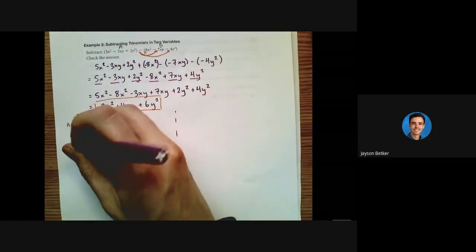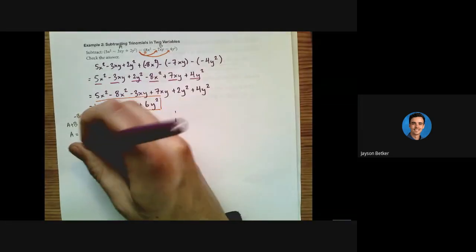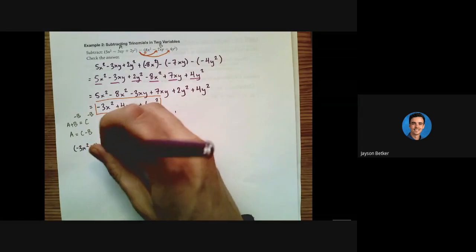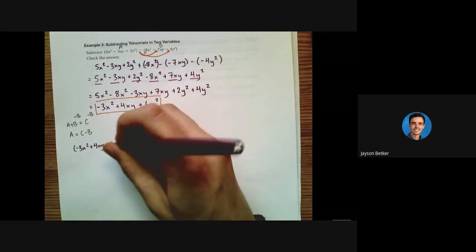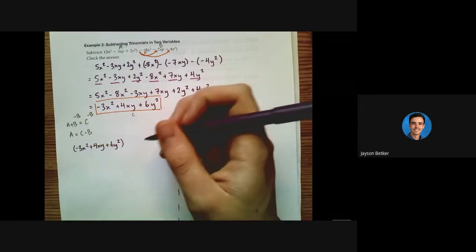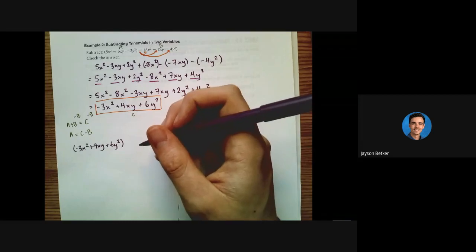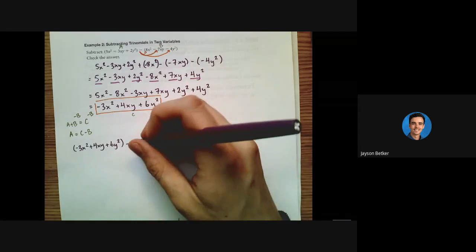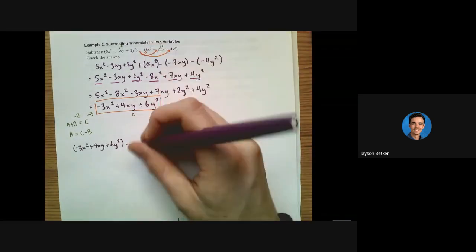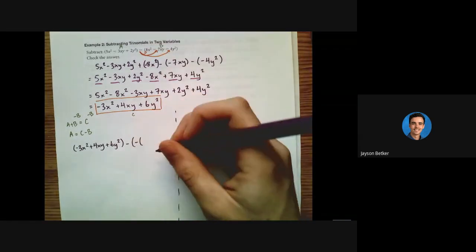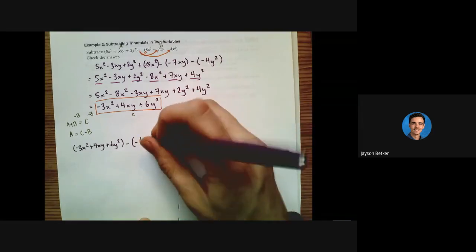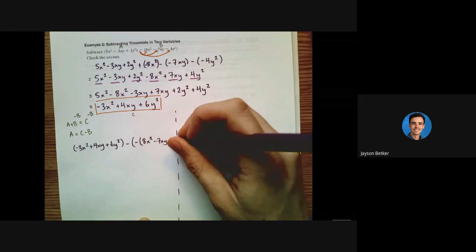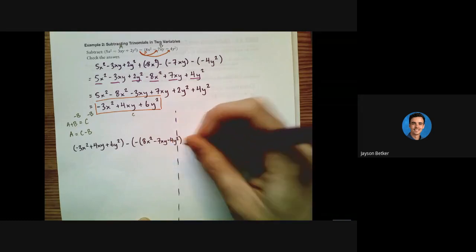We'll have negative, so this is our C, so negative 3x squared plus 4xy plus 6y squared. And then we'll go minus, and then we're subtracting it, but this whole thing is minus. So minus 8x squared minus 7xy minus 4y squared. Almost ran out of room.